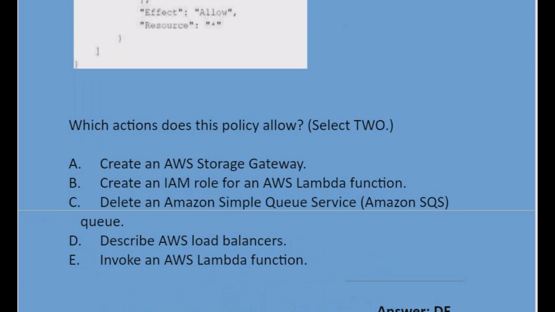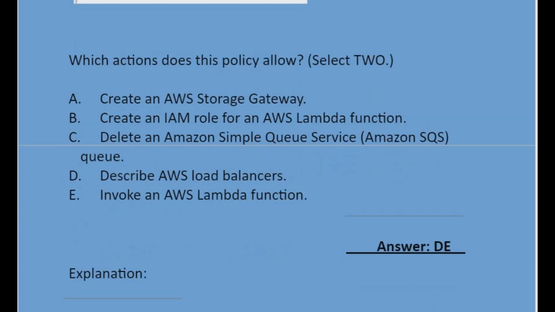Option A. Create an AWS Storage Gateway. Option B. Create an IAM role for an AWS Lambda function. Option C. Delete an Amazon Simple Queue Service, Amazon SQS, queue. Option D. Describe AWS load balancers. Option E. Invoke an AWS Lambda function. Correct answer is option D and option E.